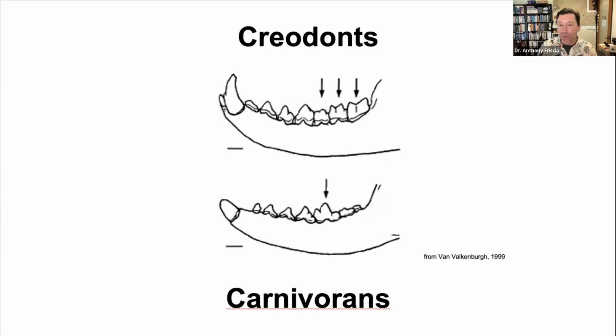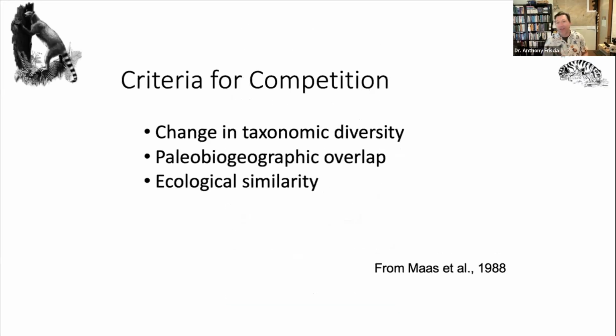And so, like I said, one of the questions I have is why did one group win and another group lose, right? Why did these guys win? Why are they still around? And why did these guys lose? And so one possibility is that the carnivorans outcompeted the Creodons. That is, that they somehow ecologically beat them out for whatever reason.